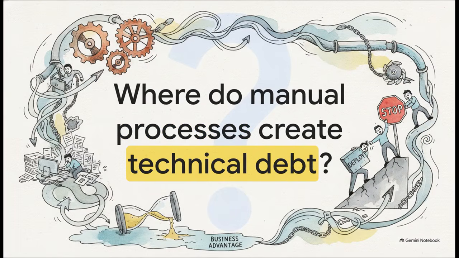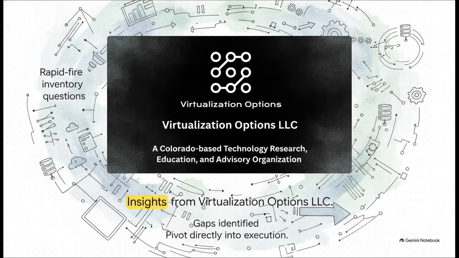Finally, go dig up the technical debt. Where are manual, clunky processes and outdated tools holding you back? Manual intervention isn't just slow and resource-heavy, it's a magnet for human error, and that ultimately drains your competitive edge. Those rapid-fire questions are a fantastic reality check, brought to us by the research of Virtualization Options LLC. Okay, now that we've found the gaps, let's pivot right into execution.